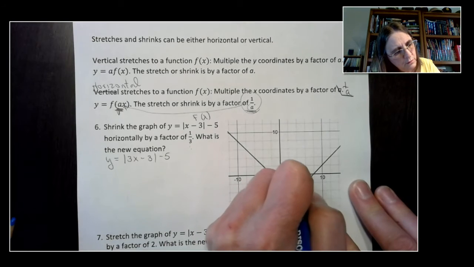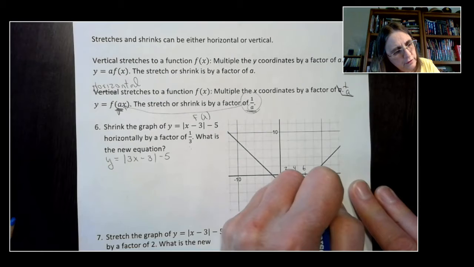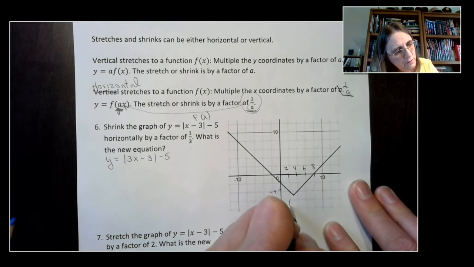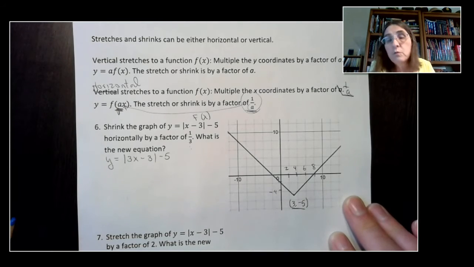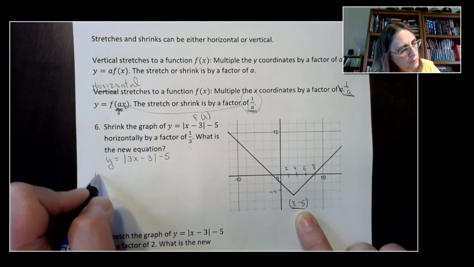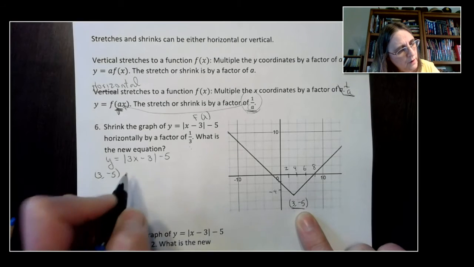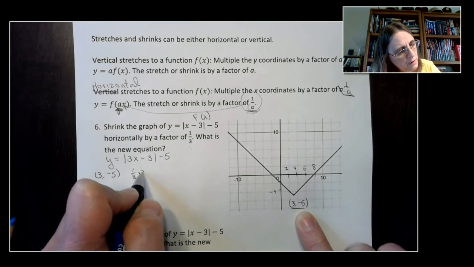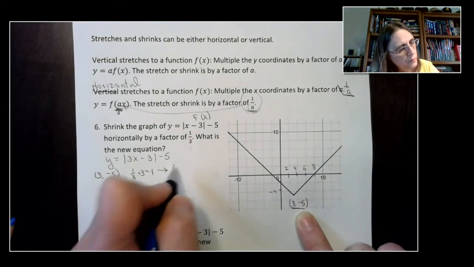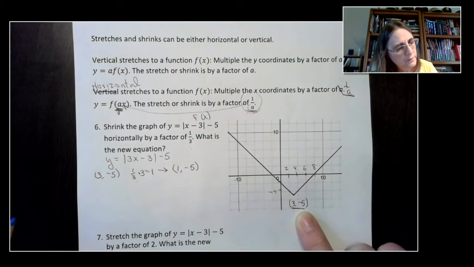So let's look at some points here. Notice on our graph, by the way, our graph is going by a scale of 2. So our ordered pair here is the ordered pair 3, negative 5. If I take my x coordinate and multiply it by our shrink factor of 1/3, this is what we get. We take the x coordinate of 3 and multiply it by 1/3 to get 1. So that gives us our new point of 1, negative 5.